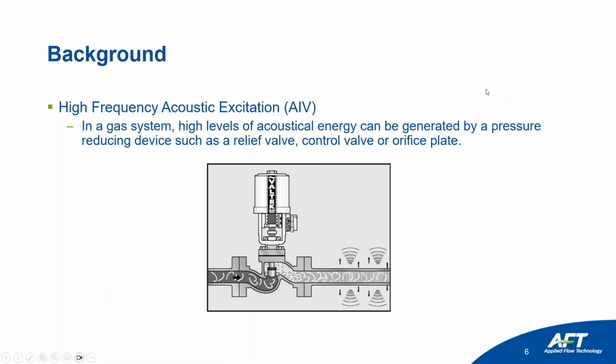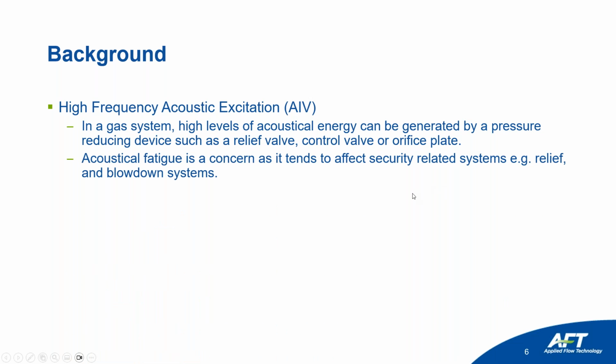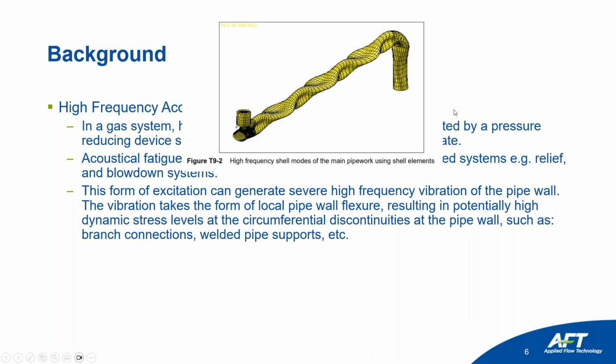So a little bit of background, what's behind it? High frequency acoustic excitation, AIV. That is how it's normally called in the industry sector, AIV. In a gas system, high level of acoustical energy can be generated by a pressure reducing device, such as a relief valve, control valve, and orifice plate. Acoustical fatigue is a concern as it tends to affect security-related systems, such as relief and blowdown systems. This form of excitation can generate severe high-frequency vibration on the pipe wall.